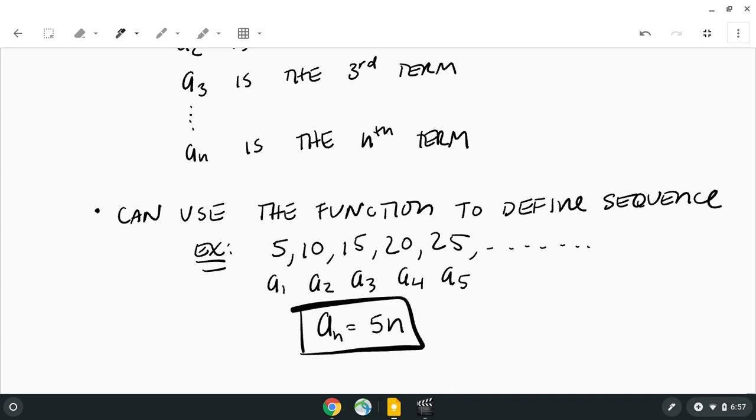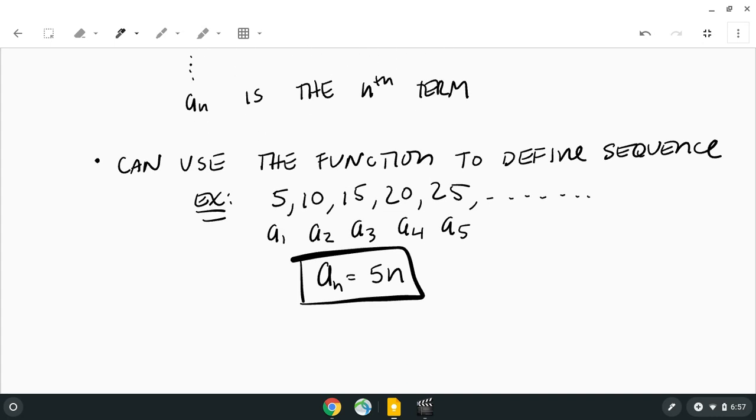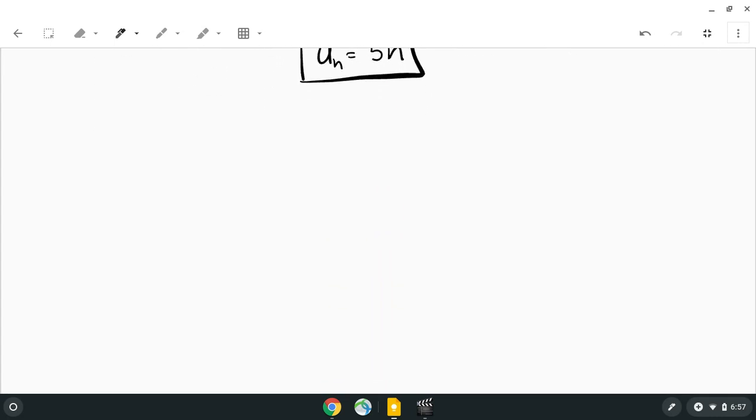So that nth term is basically the function. Okay. All right, so let's take a look at finding the terms of a sequence.